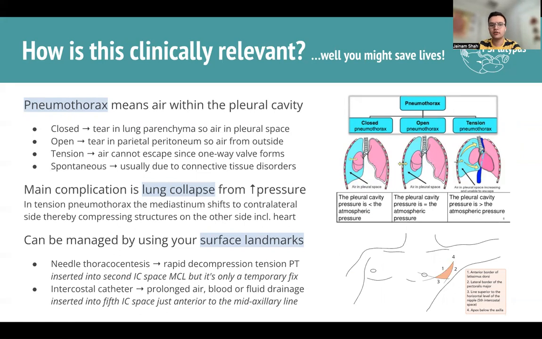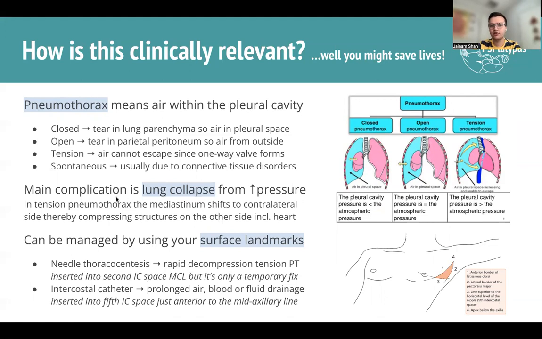Spontaneous pneumothorax is just another buzzword type thing. If you know that a patient has a connective tissue disorder, so typically Marfan syndrome or something like that, there's no actual event that is required for a pneumothorax to happen. It will just happen automatically because the connective tissue is already quite weak.